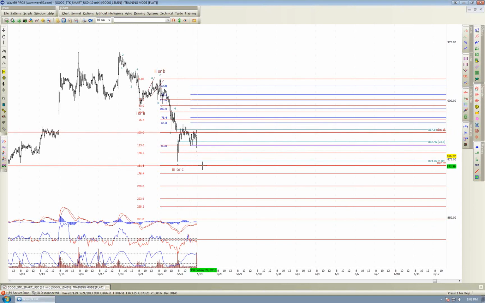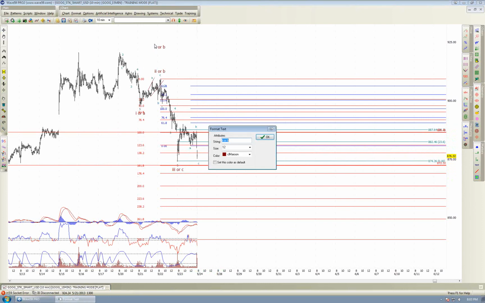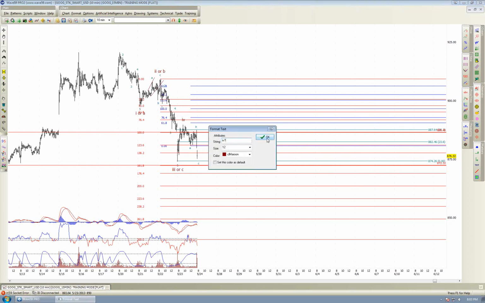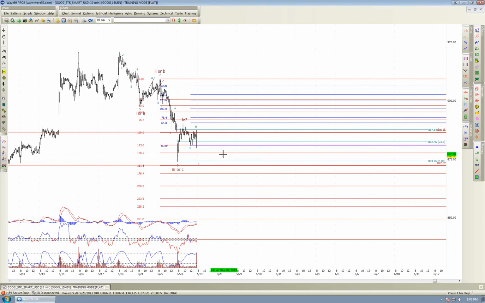Either that, or this is a B wave, in which case this is going to be an ABC for an A wave, a B wave retrace, and this is a C wave down. So in both cases, whether this is going to be a 5th wave down and this was a 4th wave right here, I'm going to be following with the stop really closely on this decline here.